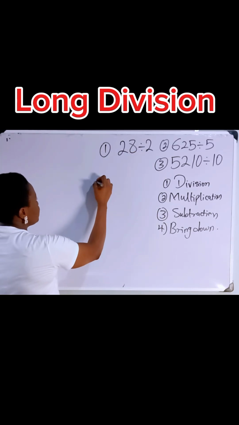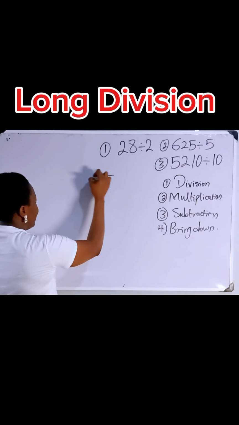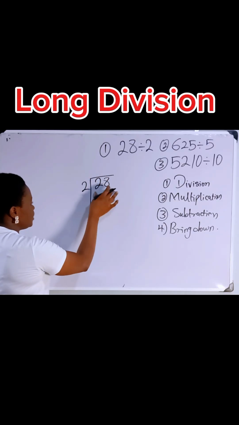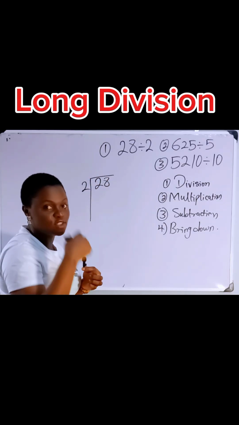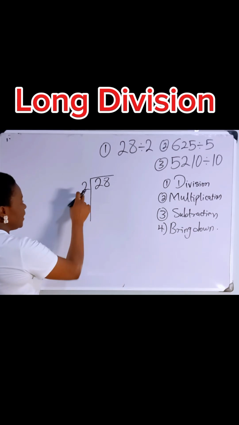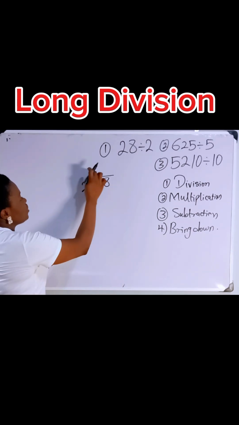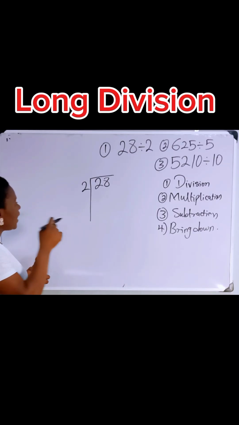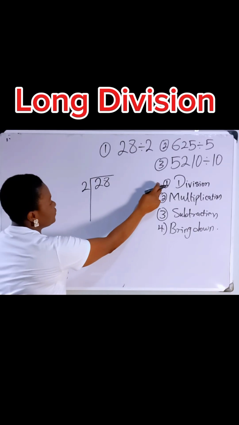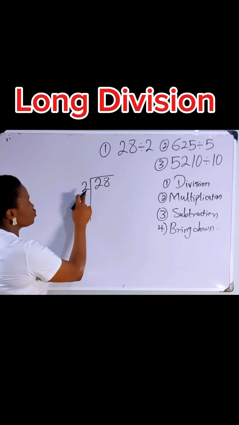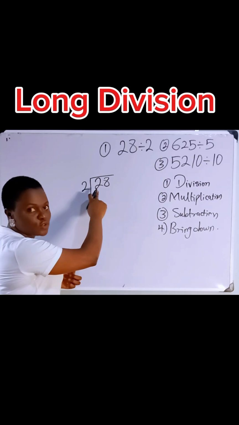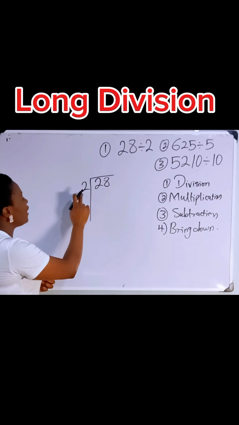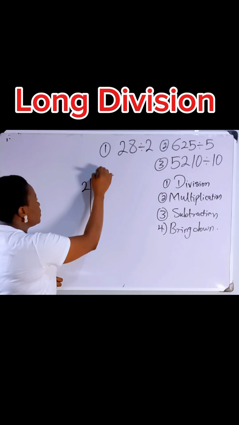Number 1 is 28 divided by 2. This 28 here is the dividend. That is the one we are to divide. The divisor is 2, and the result we are going to get is called the quotient. From here, the first thing we are going to do is to divide. We'll take the divisor, which is 2, to divide the first digit, which is 2. So 2 divided by 2 will give us 1.